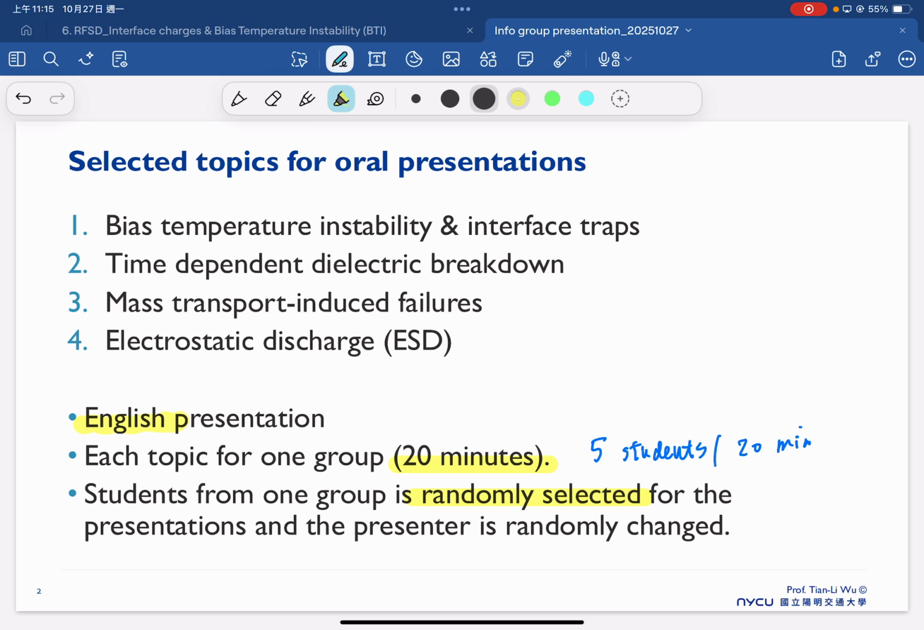So the purpose is to make sure that everyone in the group works very nicely to contribute, and they work with each other, because everyone in the group has to understand the whole presentation, because you don't know which time you will be picked. So you have to fully understand the whole thing together, and that's the purpose of this presentation.